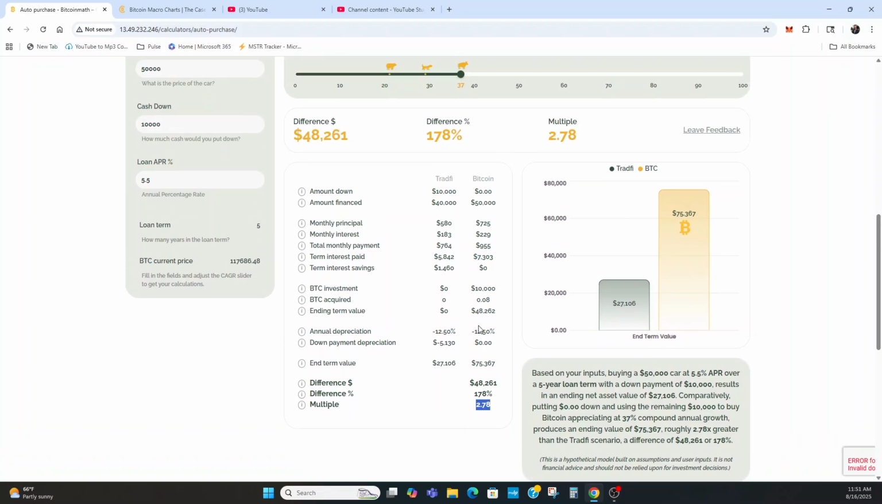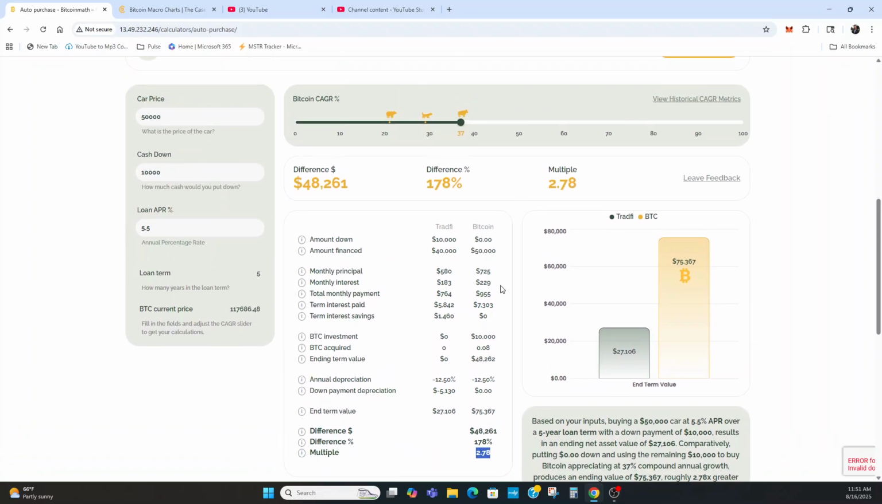Meaning that by using other people's money, financing more of the asset, taking on a larger loan, you can take your cash, your 10 grand that you worked really hard for, and get a 37% return on that cash instead of a negative 12.5% return on that cash. Now, obviously this is hypothetical. This is not financial advice. None of this is guaranteed.